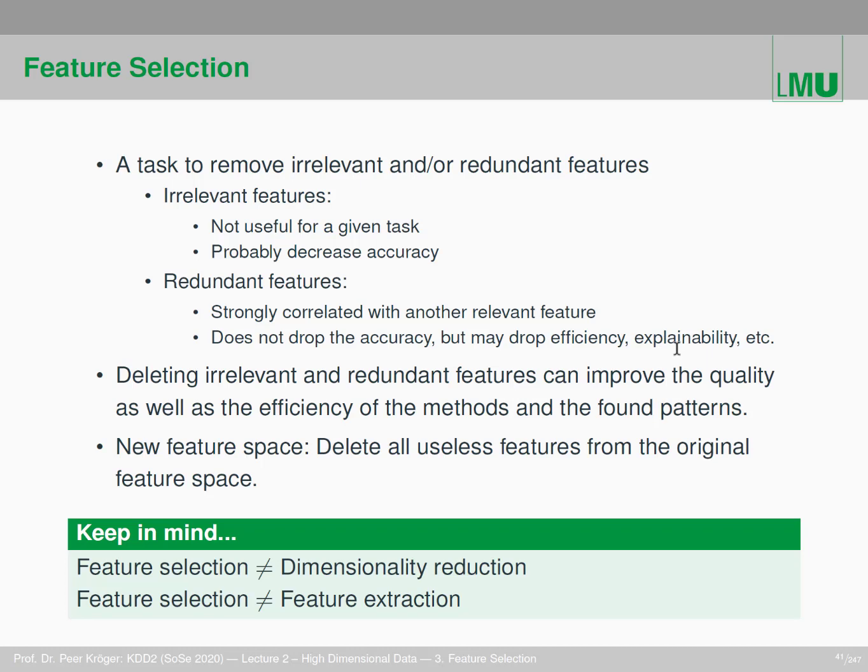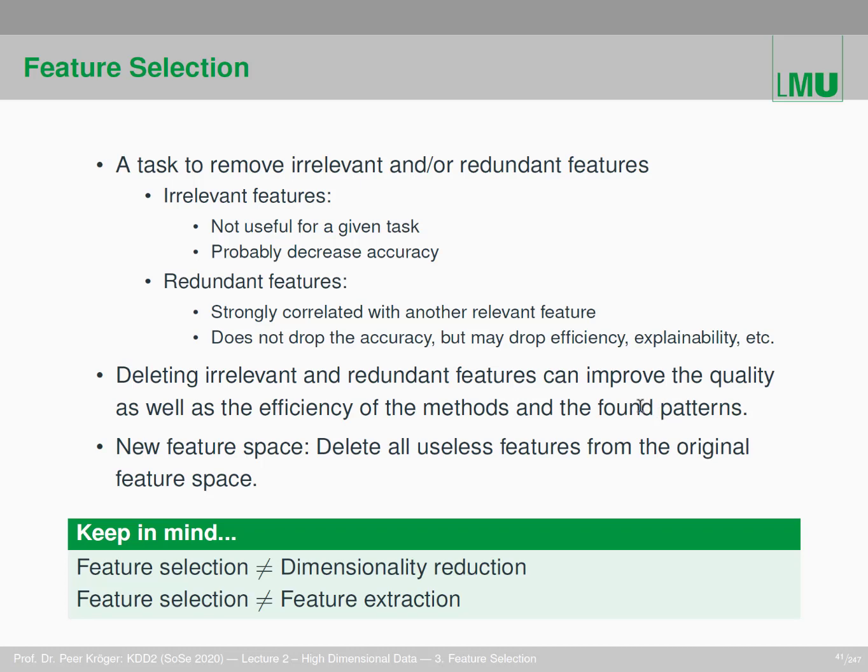And you also always have to think of, do I really want to have this bias? I mean, it could be interesting to not delete redundant features, because you want to have that bias towards specific patterns. But anyway, deleting irrelevant, especially irrelevant, but also redundant features can improve the quality. Of course, it could also improve the efficiency, because we have fewer features, and also it could improve the accuracy of the found patterns.